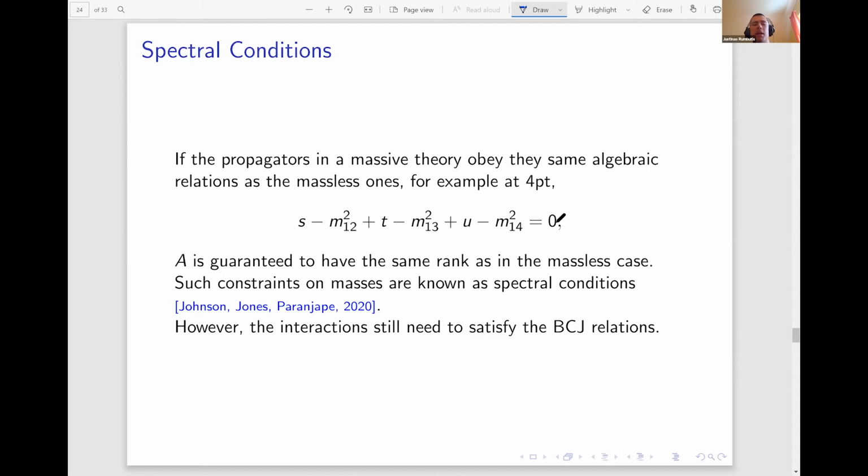So we can construct some massive theory in which A would have exactly the same rank as in the massless case. And these constraints are called spectral conditions. They were derived by this group. So even if we construct a massive theory with a spectrum satisfying these constraints, we would still need to check that the interactions satisfy the BCJ relations. Otherwise, we cannot satisfy color-kinematics duality.